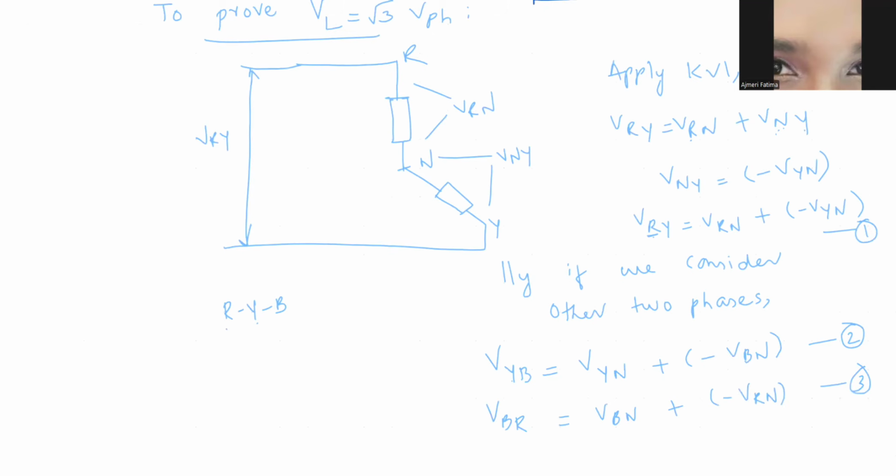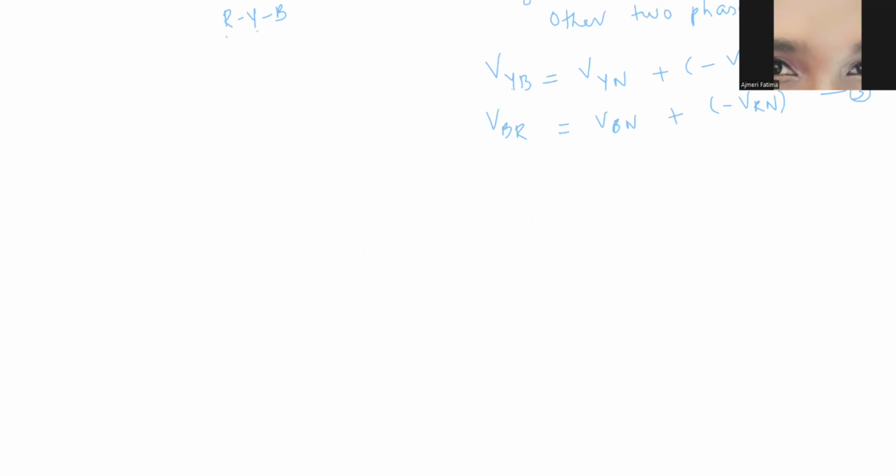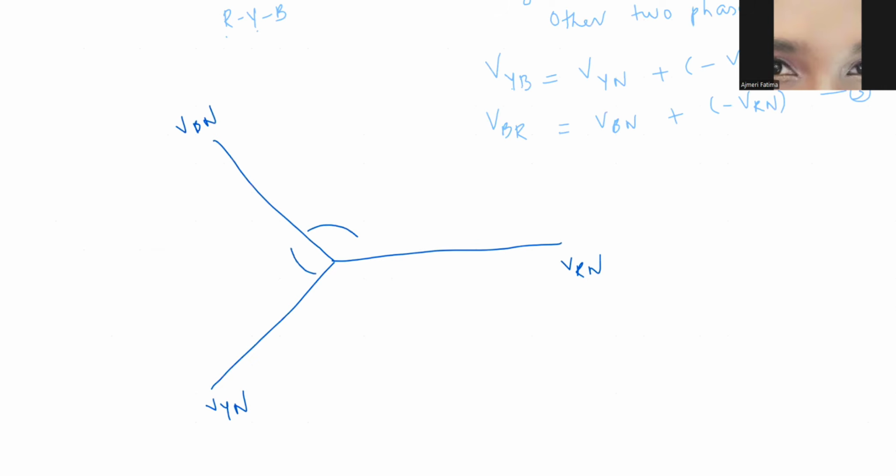So how are we going to draw? Let me just change the color. As I said, these three phases will be 120 degrees apart. So this is V_RN, this is V_YN and V_BN. The angle between these three phases would be 120 degrees. So if this is V_RN, then the opposite side, obviously, will be minus V_RN. We'll just change it. And this is minus V_YN. And this will be minus V_BN.